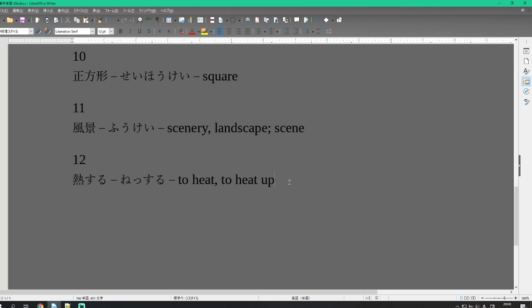Nessuru is to heat up, or heat. Nessuru. To heat or heat up.